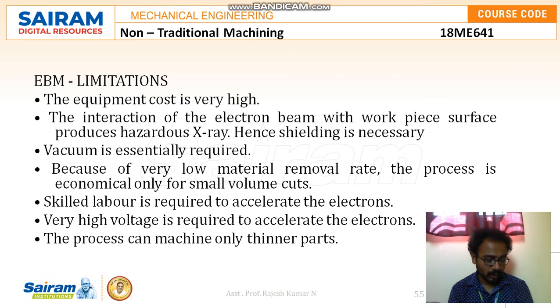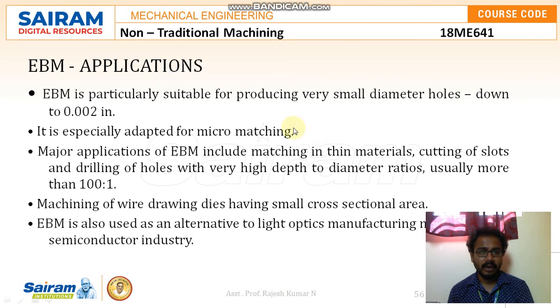50 to 150 kilovolts is required. So generally a lot of electrical energy is required, so that is an additional expense, and the process can machine only thinner parts. So thicker sizes are also not recommended.